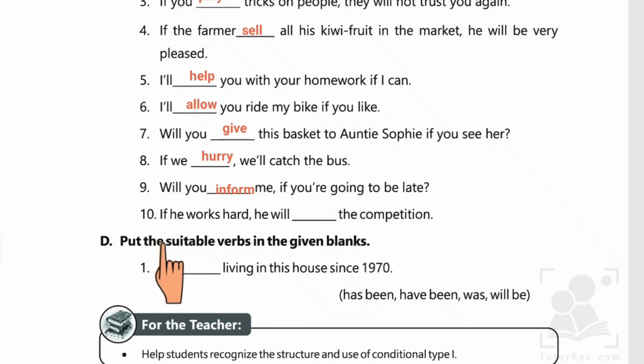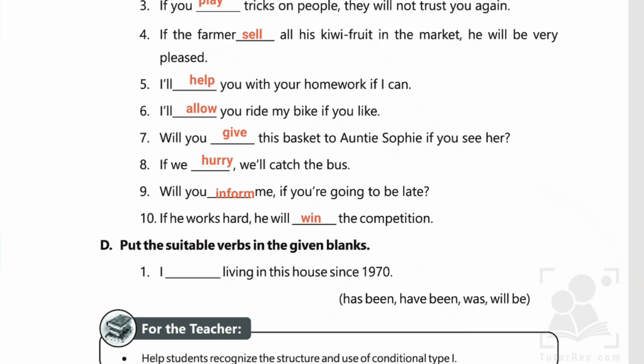Then the last sentence says, if he works hard, he will win the competition. Again, the rule to remember is the comma: where we have used it and where we have not.